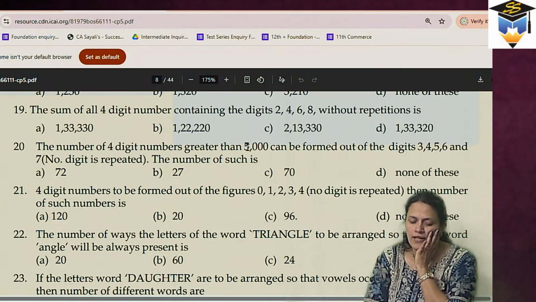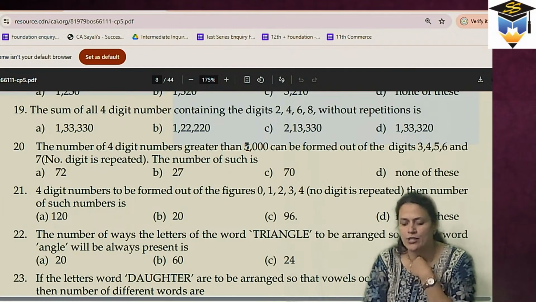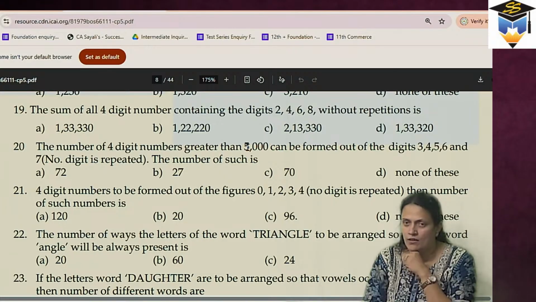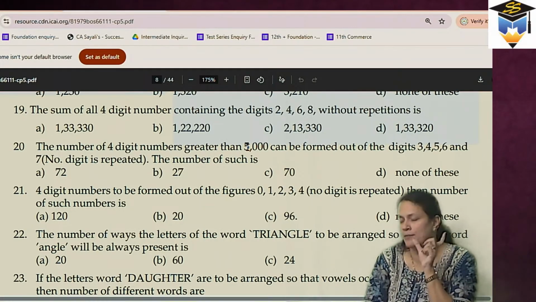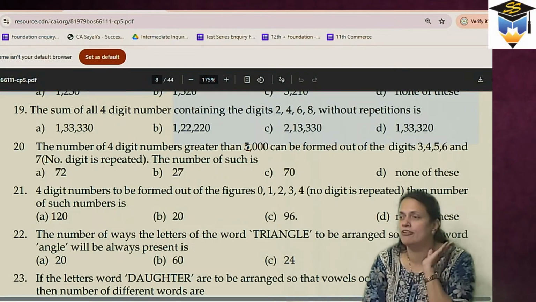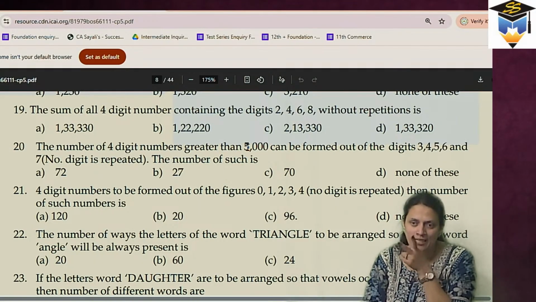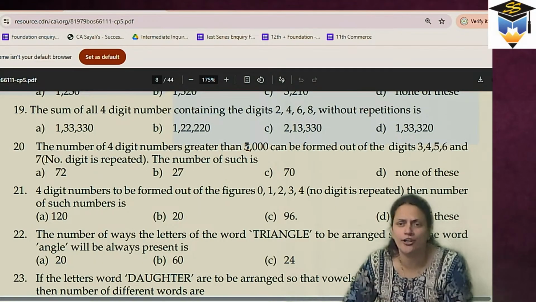So how many 4-digit numbers which are greater than 5000 can be arranged? What is the value of n here? 4. Why? Because digits are 4, in which one digit is fixed. So how many are remaining? 5P3 multiplied, 4P3, because it's a 4-digit number. 4P3 multiplied by 3 will give you the answer. Why 3, because those 3 can be arranged in any order, no?